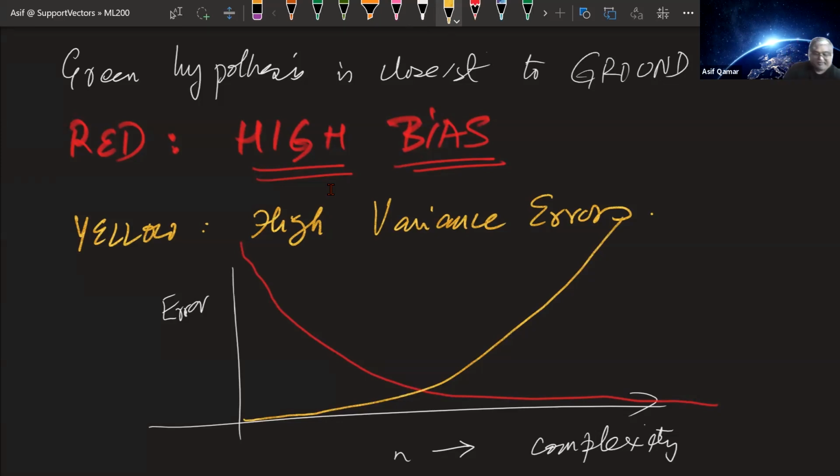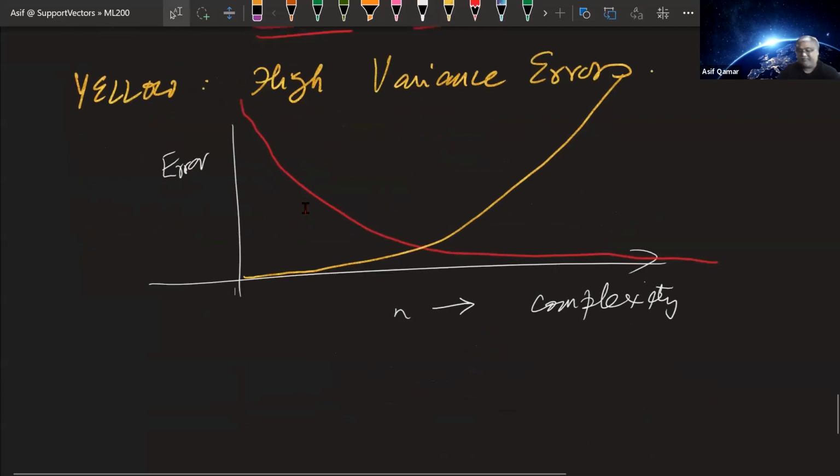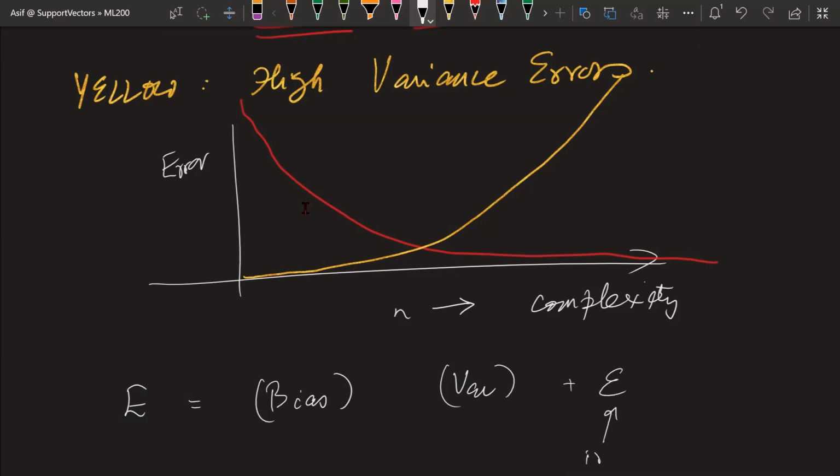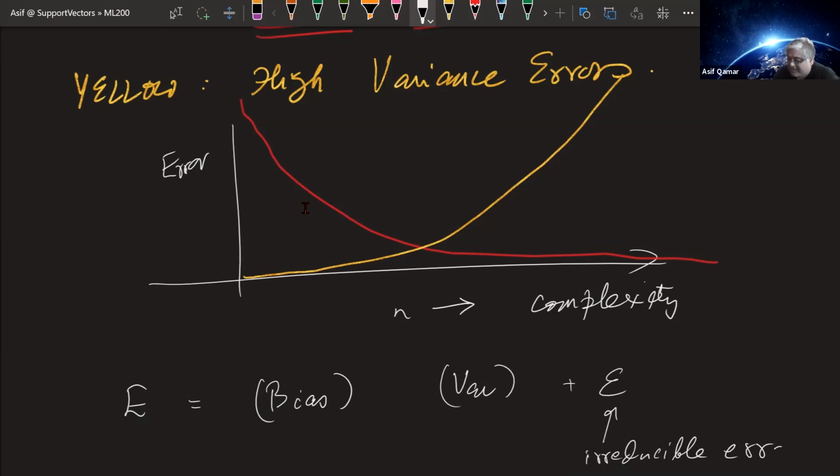Now, do you remember, guys, what's the relationship between total error, bias errors, and variance errors? Well, this is a little bit mathematical, but I'll just state it. The total residual error after the learning is based upon what all things? There is bias errors, there is variance errors, and there is the irreducible error. Irreducible noise, right? What are irreducible errors?